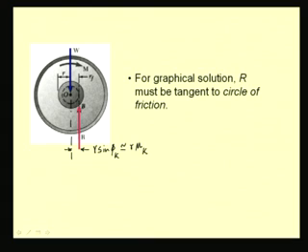So, I can draw the free body diagram with this reaction R such that it passes tangentially to the circle of friction whose radius is Rf, which is given as R mu k.